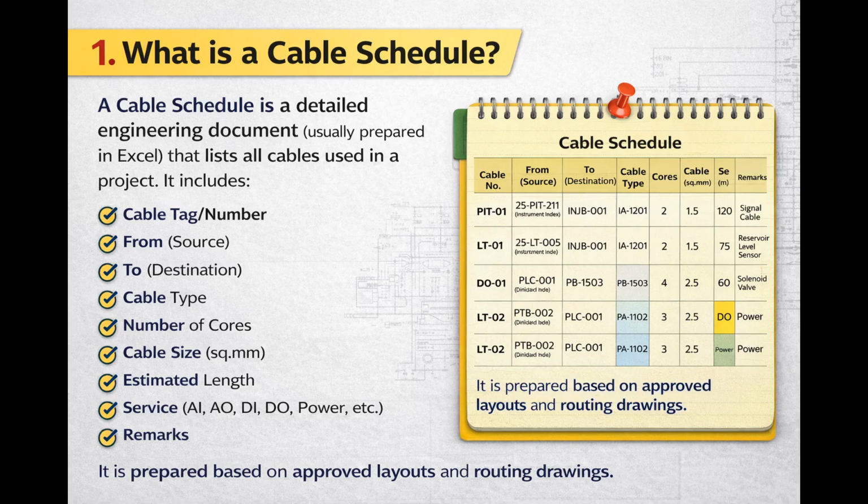What is a cable schedule? A cable schedule is a detailed engineering document, usually prepared in Excel, that lists all cables used in a project. It includes cable tag number, from source to destination, cable type, number of cores, cable size, square mm, estimated length, service (AI, AO, DI, DO, power, etc.), and remarks. It is prepared based on approved layouts and routing drawings.